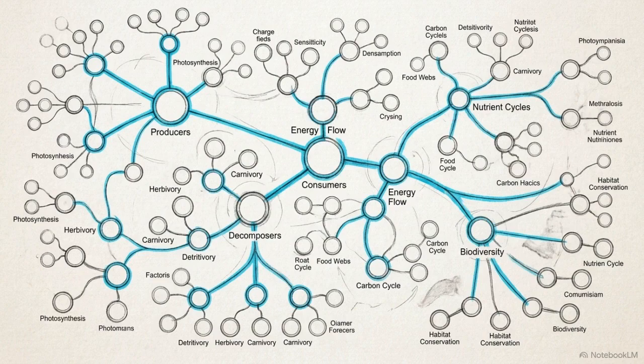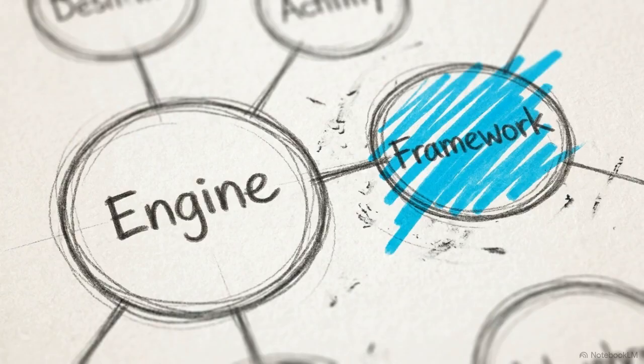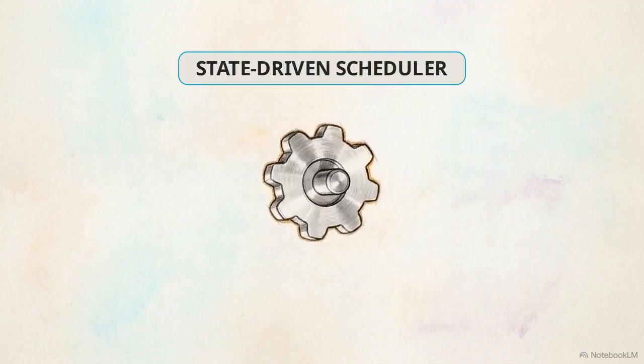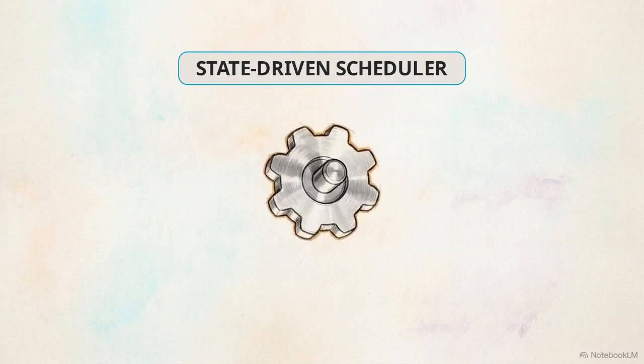This taxonomy map categorizes the entire React ecosystem. Notice that React itself sits under the engine category, not framework. It is an open-source, component-based JavaScript library that functions strictly as a state-driven scheduling engine.